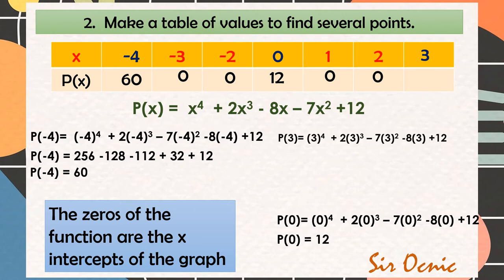Let us have p of 3. That is equal to 3 to the fourth plus 2 times 3 cubed minus 7 times 3 squared minus 8 times 3 plus 12, which is equal to 81 plus 54 minus 63 minus 24 plus 12. Combining all these integers, we will then have p of 3 equals 60. Therefore, if x is equal to 3, then p of x is equal to 60.